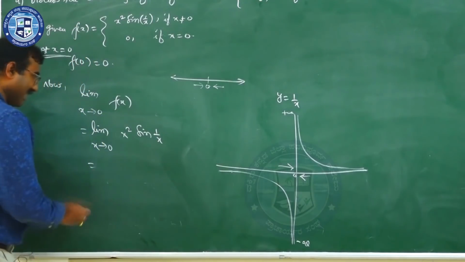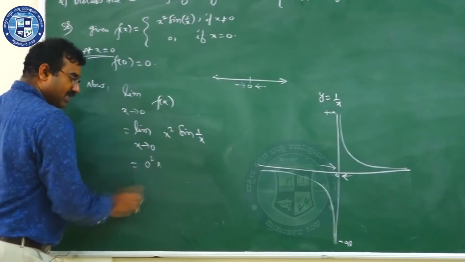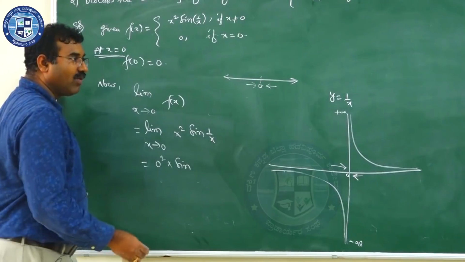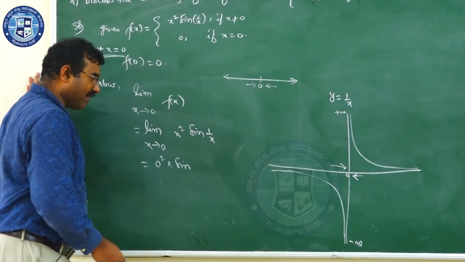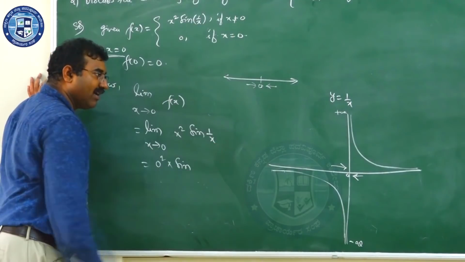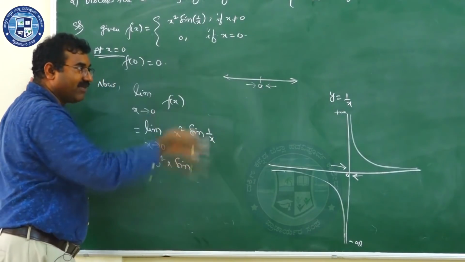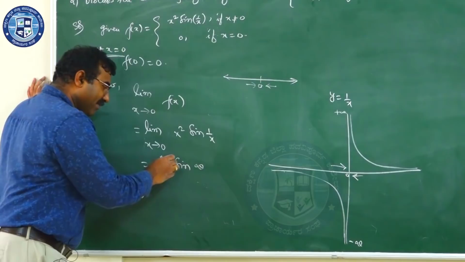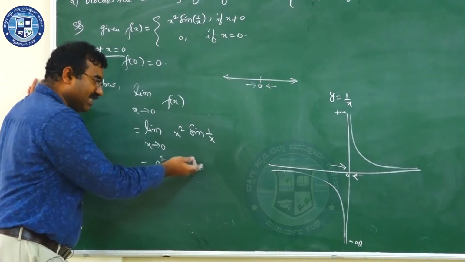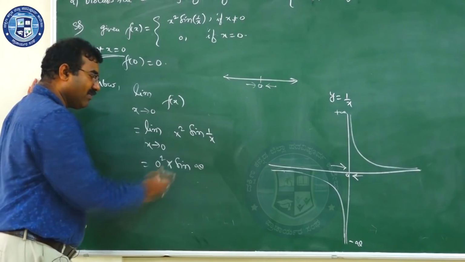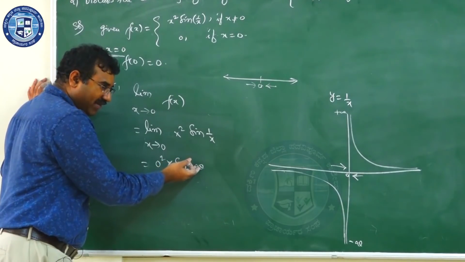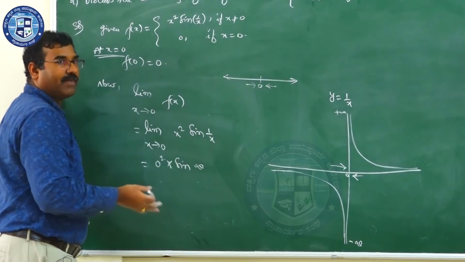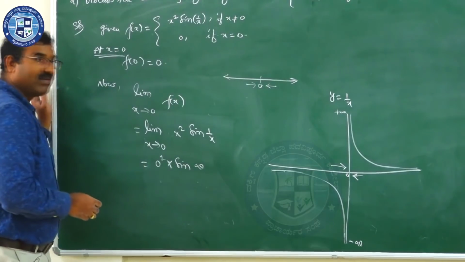That means what we can write here: 0 square into sine of 1 by x. What can I write in this place? It's any real value between minus infinity and plus infinity inside of sine. Whatever the value, it may be plus infinity or minus infinity, whatever it is. But sine always gives values between minus 1 and plus 1, because sine is a bounded function.